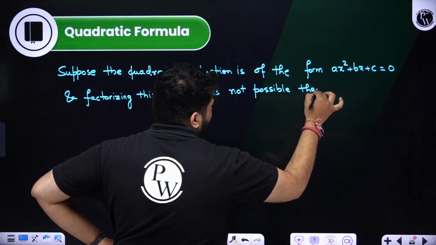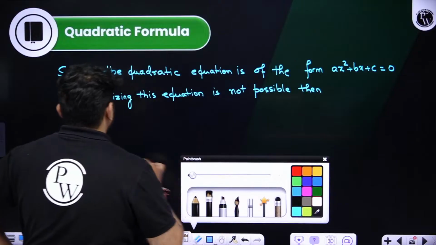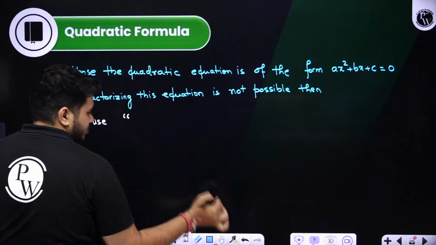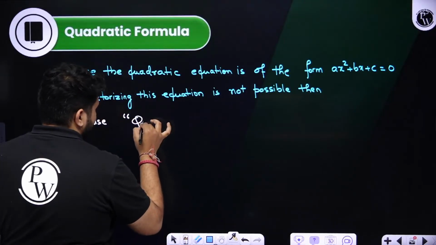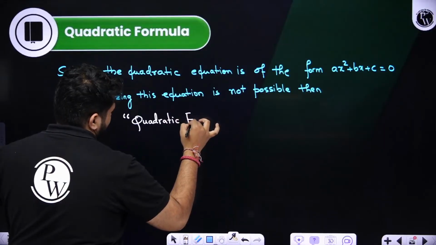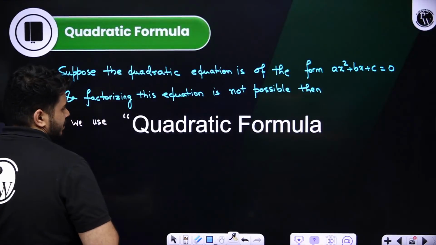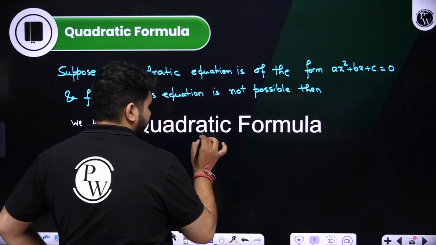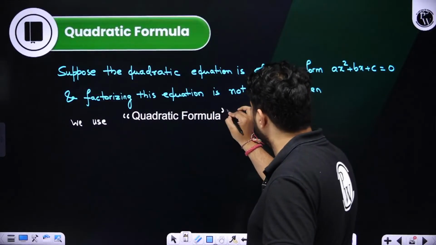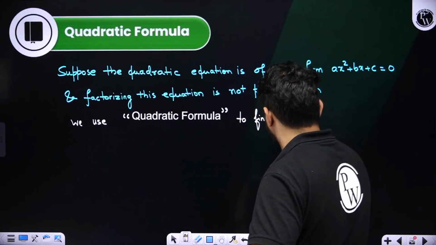Then if we are not able to factorize this equation, what do we do, students? Then we use, correct, what? Quadratic formula. Correct, we use quadratic formula. Clear? Yes, we use quadratic formula to find the roots.